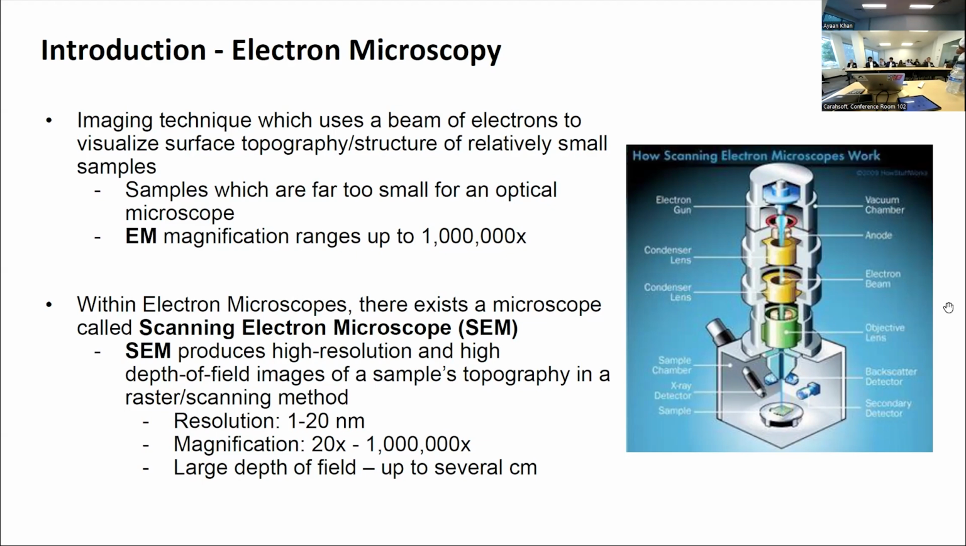To show how powerful an EM really is, its magnification ranges up to 1,000,000 times, while a school's microscope will go up to like 10 times.